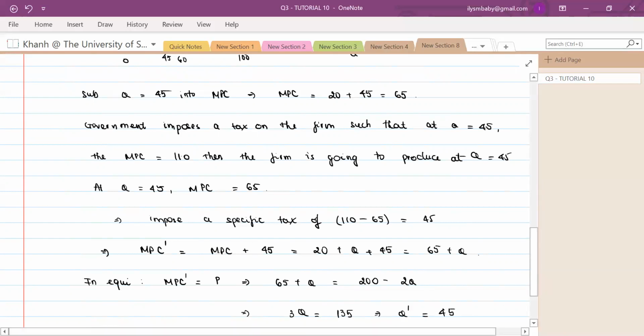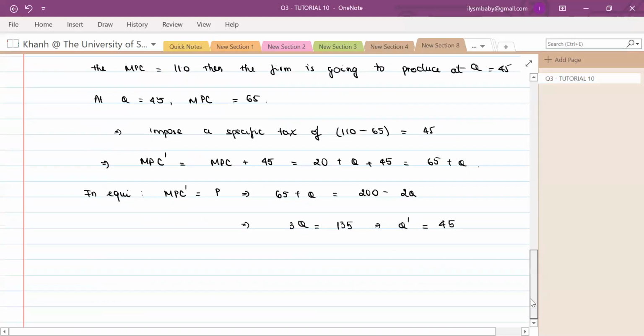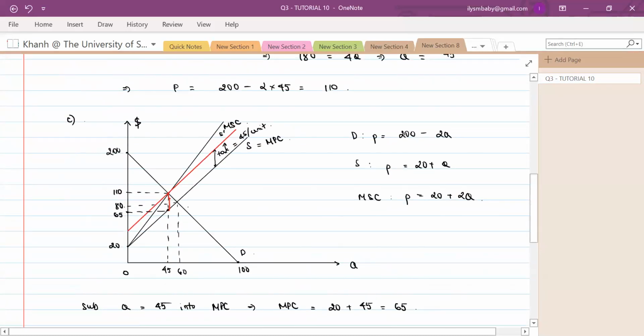So by increasing the marginal private cost for the firm by $45, effectively we are going to force the firm to produce 45 units in equilibrium, in order to be at the socially optimal level that the government would want the firm to produce. So if the firm is not paying any tax, what is going to be the deadweight loss created in the economy? We know that this output is socially optimal.